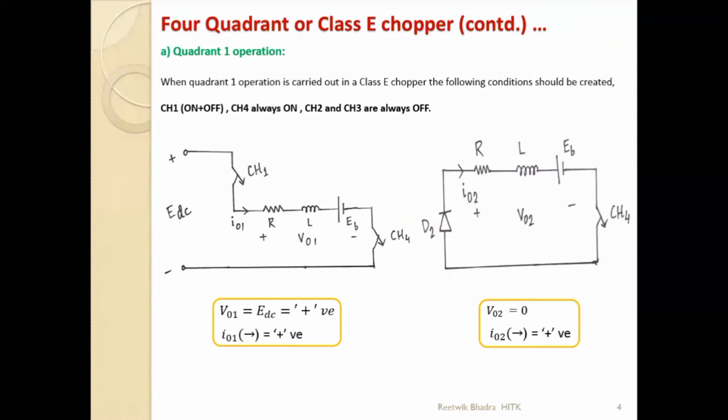So quadrant one operation, how it operates. You should remember this operation means this bold thing which I have written over here. You should remember it always, then only if you satisfy the bold thing which is written over here, then only is quadrant one operation possible. Otherwise quadrant one operation can't be possible. This is the main criteria for operating the class E chopper in quadrant one.